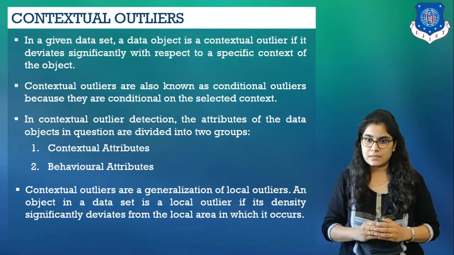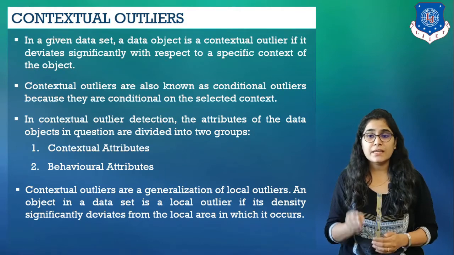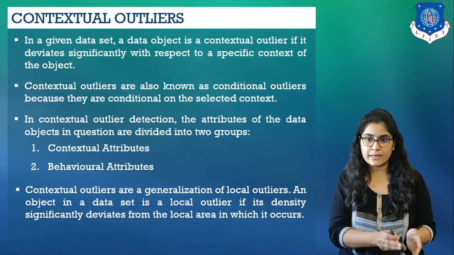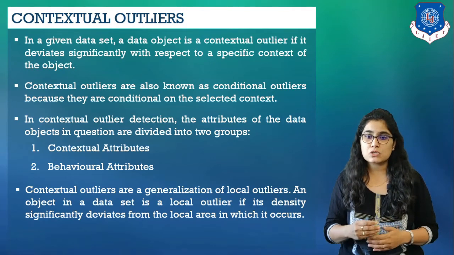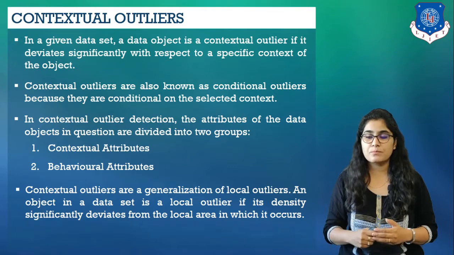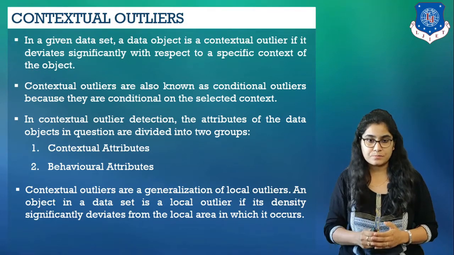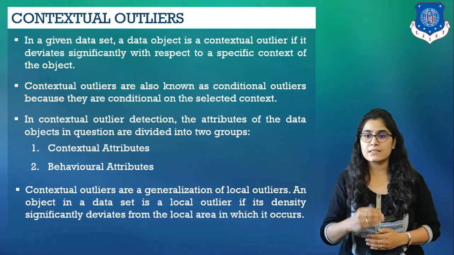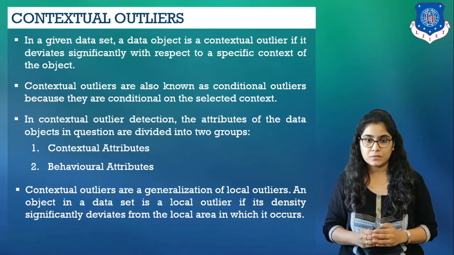In a given data set, a data object is a contextual outlier if it deviates significantly with respect to a specific context of the object. Contextual outliers are also known as conditional outliers because they are conditional on the selected context. Therefore, in contextual outlier detection, the context has to be specified as part of the problem definition.